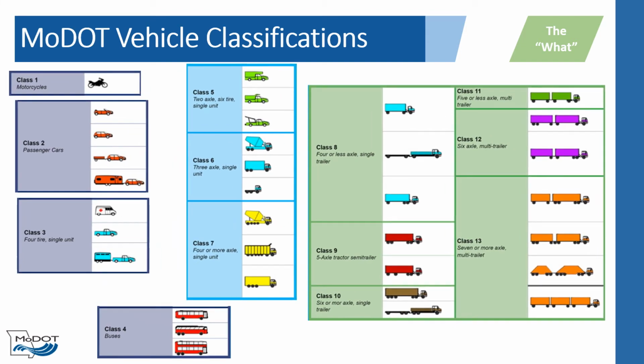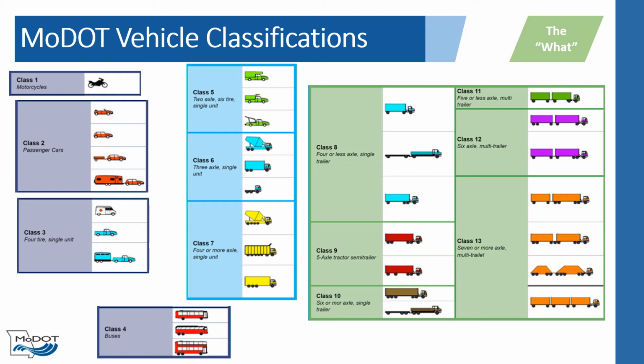Motorcycles, Class 1. Passenger cars, Class 2. Panel trucks, such as 2-axle or 4-tire single-unit vehicles, Class 3. Buses, Class 4. Single-unit trucks, Classes 5, 6, and 7. Combination semi-trailers, Classes 8 through 13.